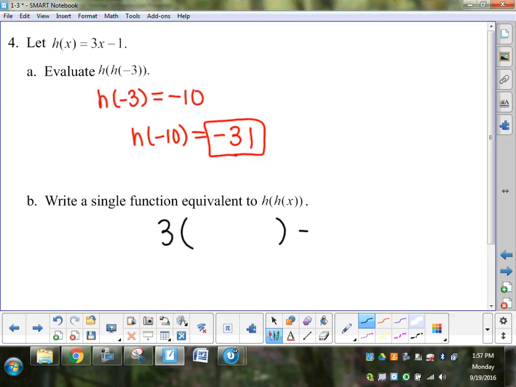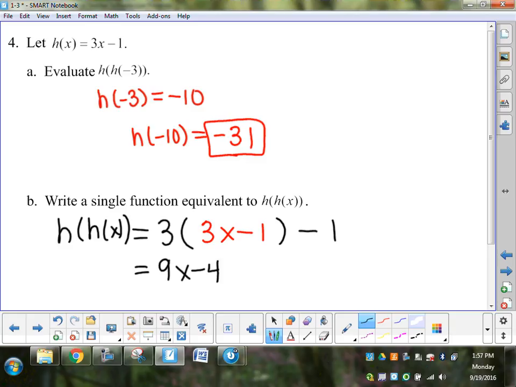3 times my input minus 1, and that inserted function is 3x minus 1. So now let's simplify this out, combine like terms. Lauren C., let us know what you get when you distribute out and we combine all of our like terms together. 9x times 4. Questions on that?